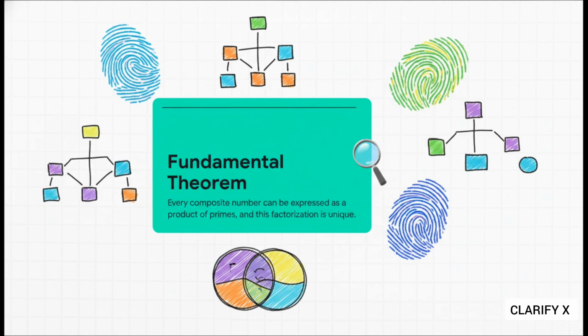What this theorem says is that every single composite number has its own unique prime fingerprint. Think about it like that. So for 360, it's 2 cubed times 3 squared times 5. No other number has that exact same combination of prime factors. And it's this uniqueness that makes it a total game changer for finding both the HCF and the LCM.